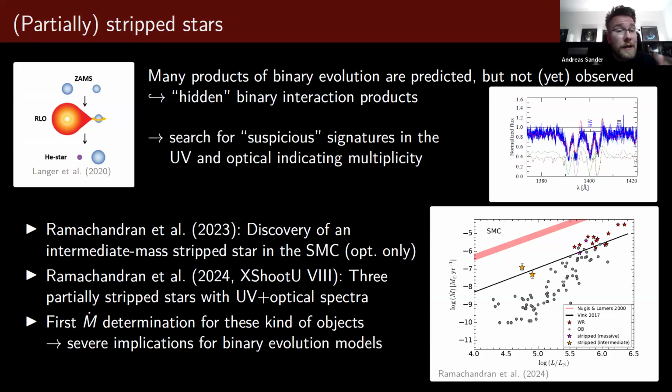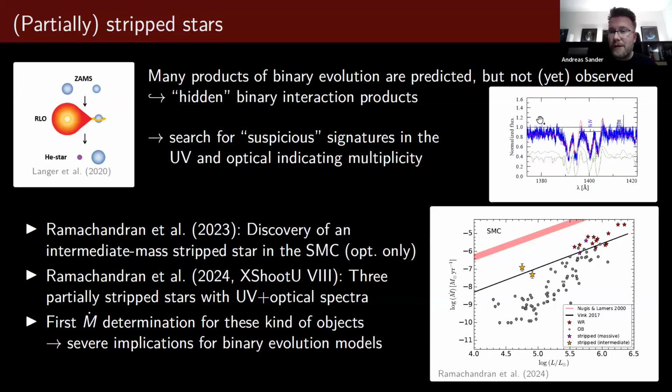And hidden often just means that, yes, sometimes they are outshined, but in other cases, somebody just didn't look carefully enough with, for example, multi-epoch data and high-resolution data at the system in order to find the signatures that instead of one star, you're just seeing two. And so we could do that, for example, in the ULLYSES and XShootU framework, which is a big effort to have optical and UV data for prototypical or hopefully prototypical massive stars in the Magellanic Clouds. And there, Varsha looked for suspicious signatures in the spectrum.